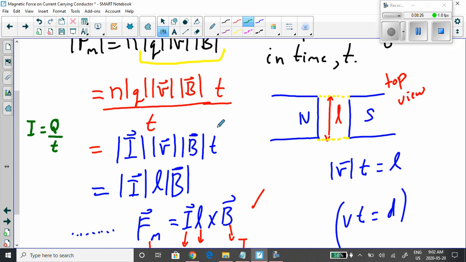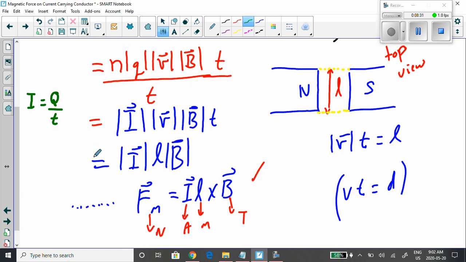Speed times time gives me L. And we have a new equation: the magnetic force magnitude equals the current times L, for what length that wire is exposed to a magnetic field, times the magnitude of that magnetic field.